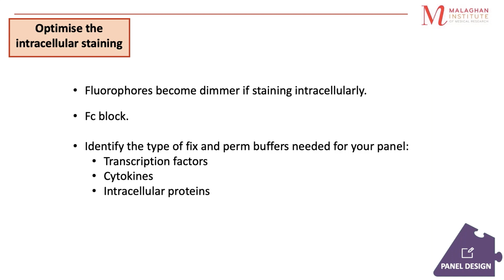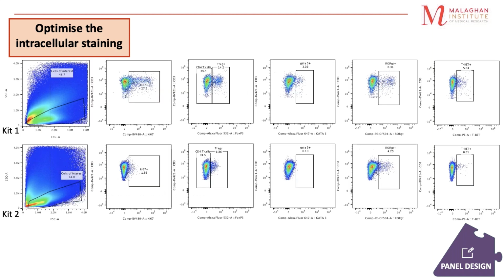And we would need to identify the fix/perm buffer that best suits our needs, depending on whether we are interested in transcription factors, cytokines, or intracellular proteins. In our panel, we had 4 transcription factors and Ki67, which is a proliferation marker. We compared 4 different kits, but I'm showing only the results for 2 of them. And as you can see, all the markers perform better with kit number 1 compared to kit number 2.